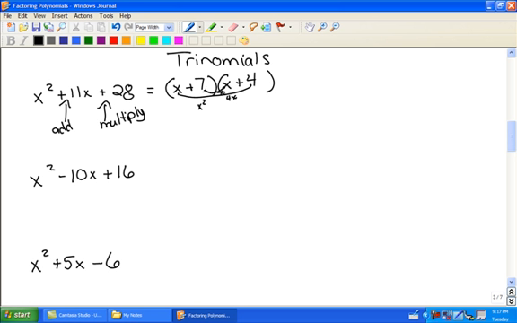Inners is going to be a positive 7x, which combines for that positive 11x. And last terms, 4 times 7 will be a positive 28. Always good to mentally check your answers once you've factored.